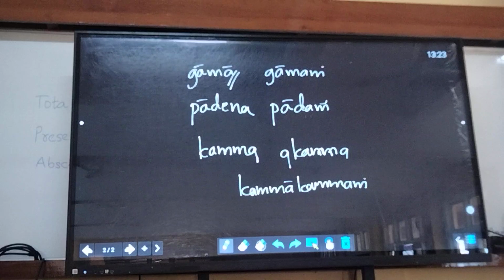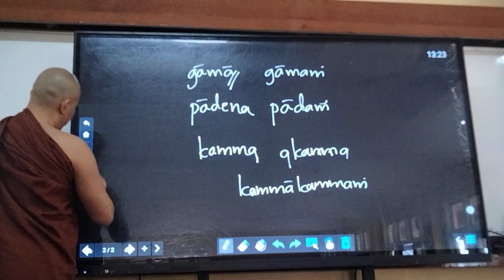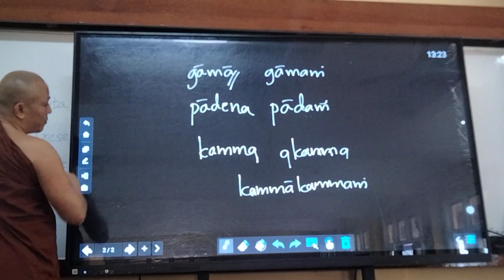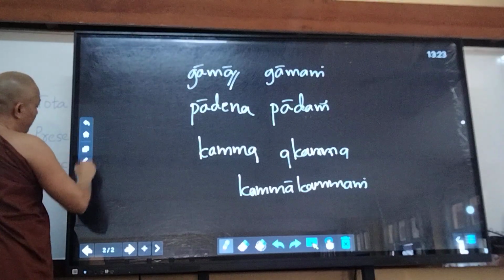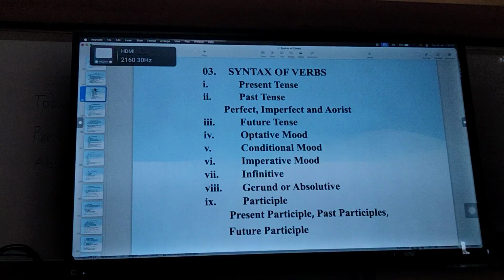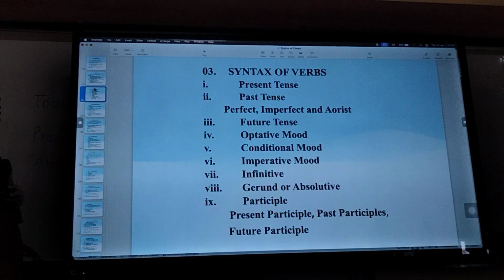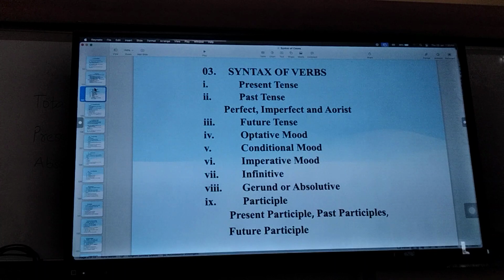Okay, now let's move to the next. Now we have finished the usage of those pronouns. The next one is the syntax of verbs, simply the usage of verbs, like the present tense and past tense.